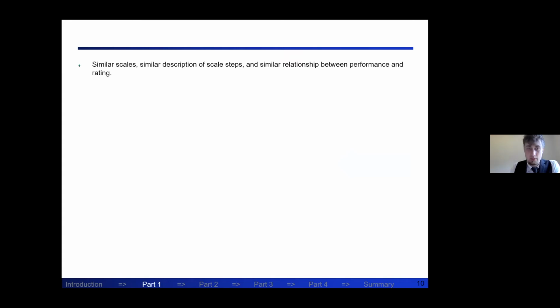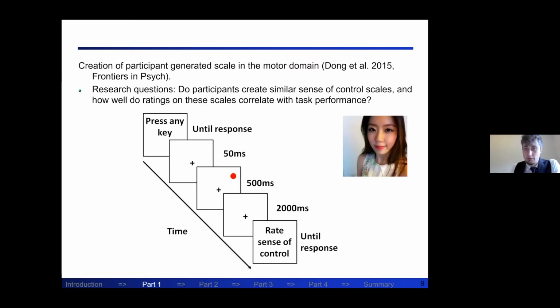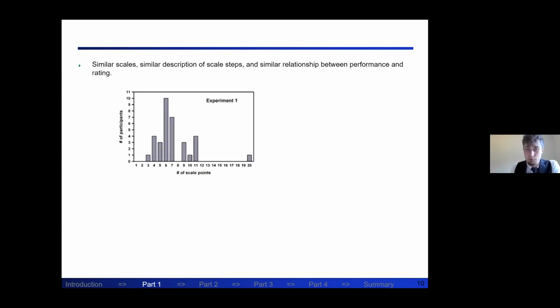So the research question here for us then was whether participants create similar scales and how well the ratings on these scales relate to task performance. And so when we first look at how many scale steps people prefer, there was some variance. So you can see that there's a logical natural minimum, which is 1 step, but there's no natural upper limit. Some people might prefer 100 steps. No one did, but it's theoretically possible.